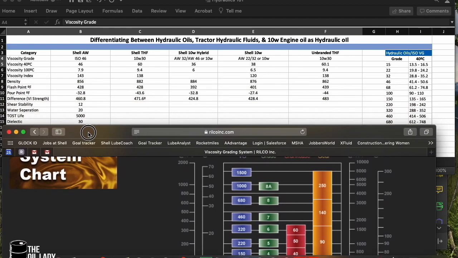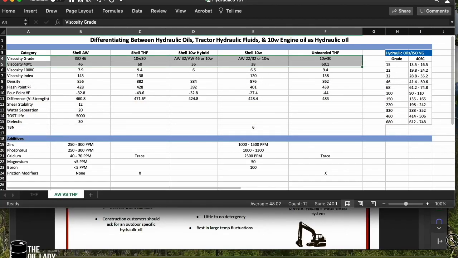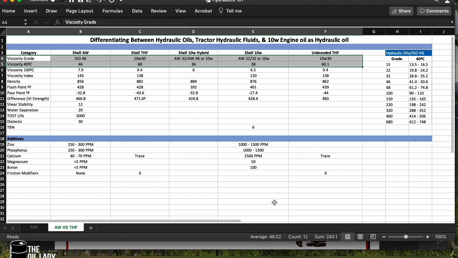So now if we look down here, I'll show you some of the additive chemistry. I had some samples of regular hydraulic oil and some samples of 10-weight engine oil that I used for this, and these are just generalizations of where they're typically going to fall. I don't have any on hand for tractor hydraulic fluid or the 10-weight hybrid, so I hope to get some added to this, and then I will upload this to my website as well.